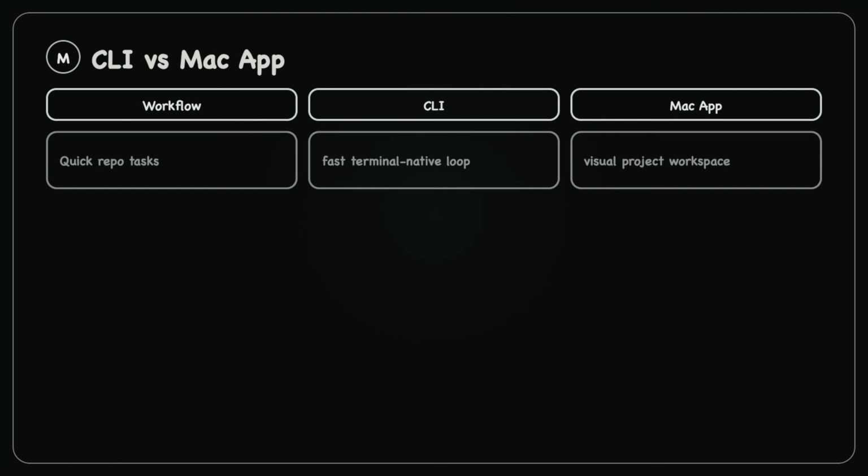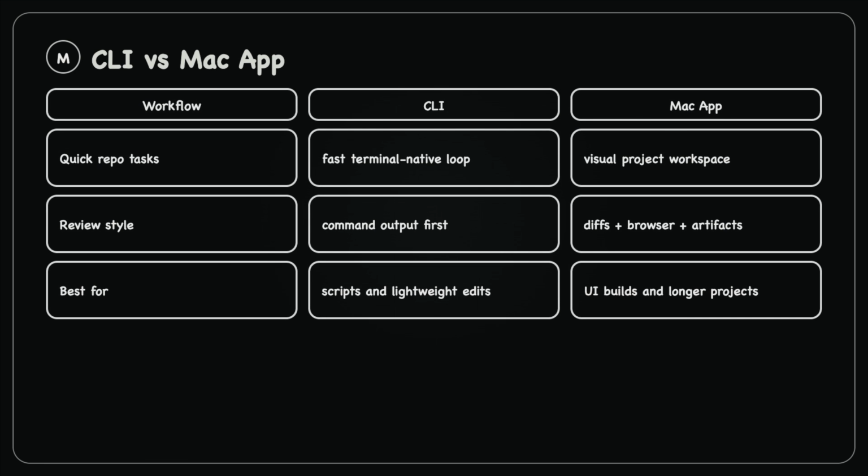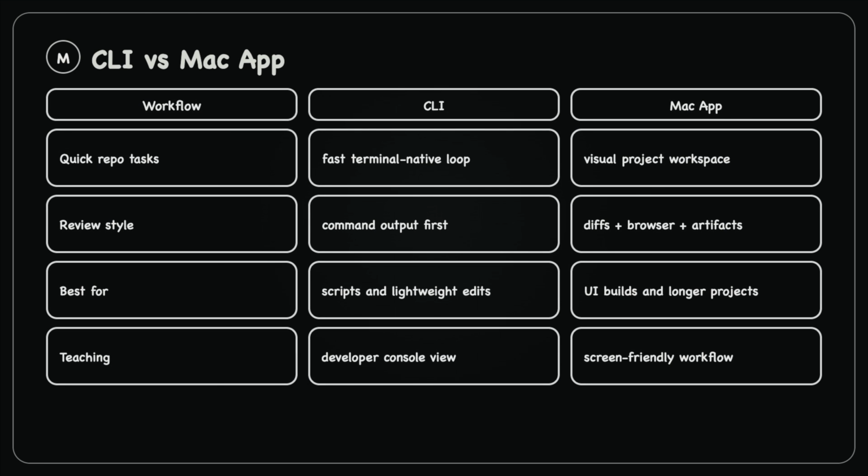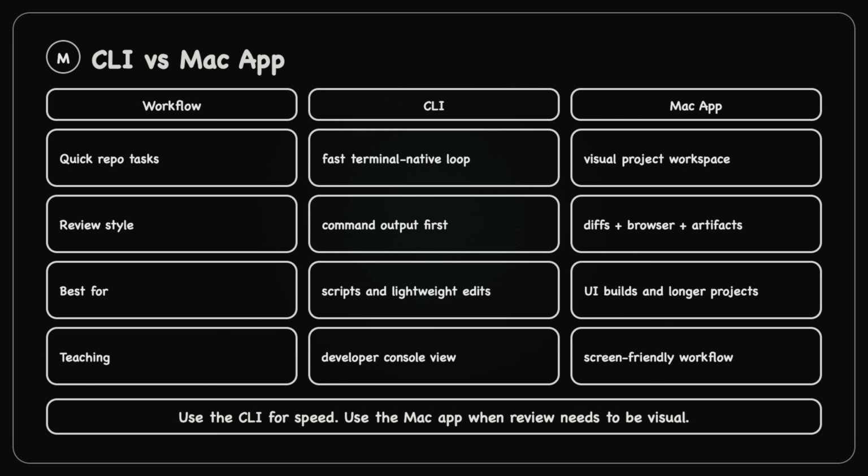There are two main ways to use Codex. The first is through the CLI, which is best when you already live in the terminal and want to run quick repo tasks, scripts, lightweight edits, or developer style iterations. The second is the Mac app, which is usually better for visual app building work. If I want to see the browser preview, inspect file changes, manage a longer project, approve permissions, review artifacts, or teach the workflow on screen, the Mac app gives me a much clearer workspace. And that is why I highly prefer to use the Mac app, and that is what I recommend you use as well.